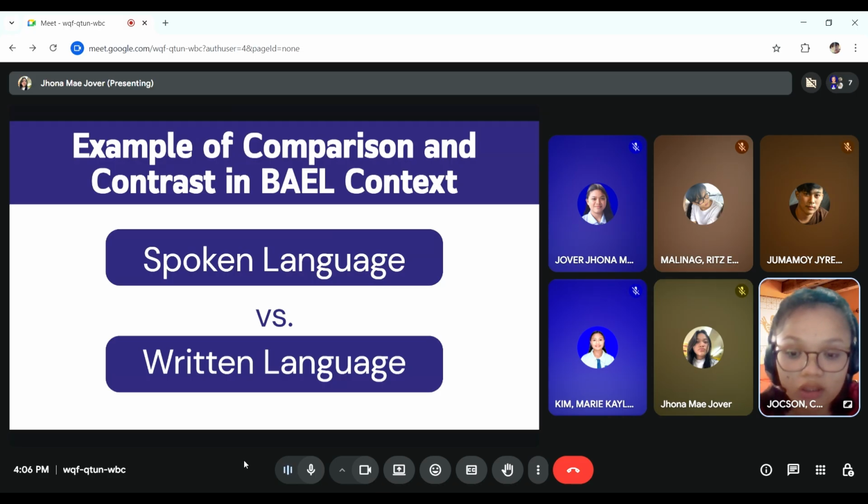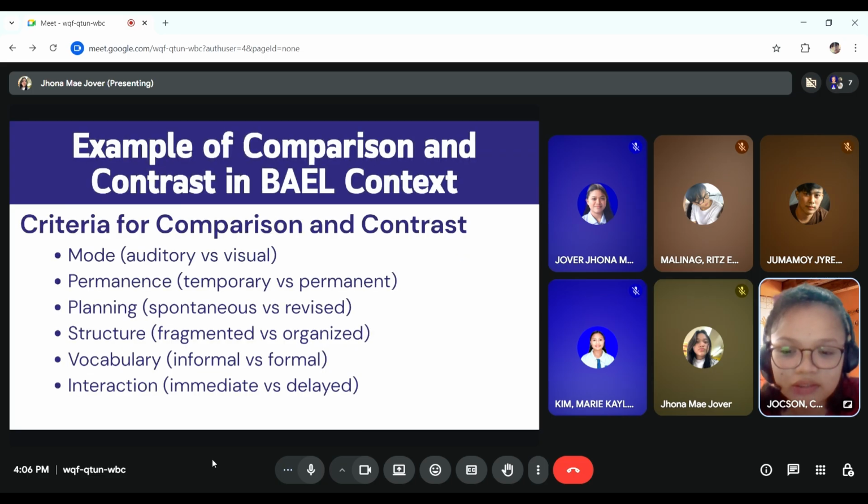So comparing and contrasting spoken and written language helps students understand how communication works in different contexts. This also allows learners, especially in our program, to analyze how language structure, vocabulary, and interaction vary depending on whether communication is spoken or written. So I'm going to be presenting to you the different criteria for comparing and contrasting spoken and written language while we follow the steps on how to compare and contrast. So please, next slide.